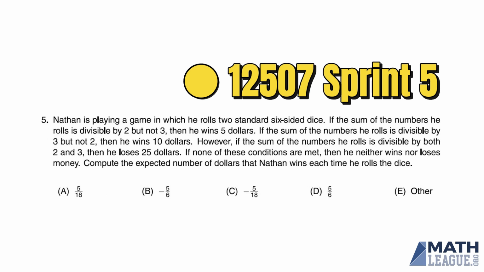If the sum of the numbers he rolls is divisible by 2 but not 3, then he wins $5. If the sum of the numbers he rolls is divisible by 3 but not 2, then he wins $10. However, if the sum of the numbers he rolls is divisible by both 2 and 3, then he loses $25.